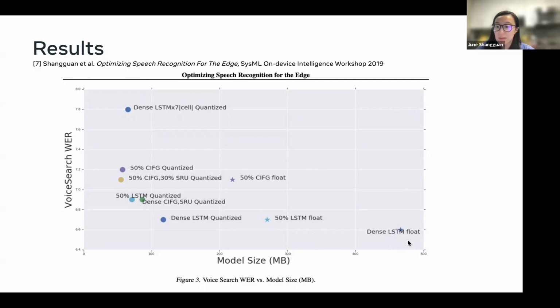So we started off from a dense LSTM RNN-T. And as we add 50% of sparsity, we were able to shrink it almost by half. And then as we add quantization and swap the cell, we were able to achieve this yellow dot where the size is about 55 megabytes, and the quality is also very good. So you can roughly see the Pareto front right here for this model.